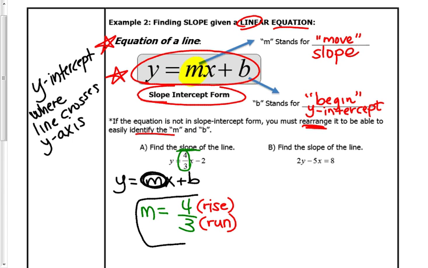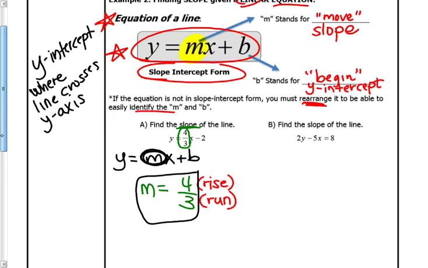So here's my answer. Okay, now B. If I look at B, this is what I mean by rearranging. So this one still says find the slope of the line.